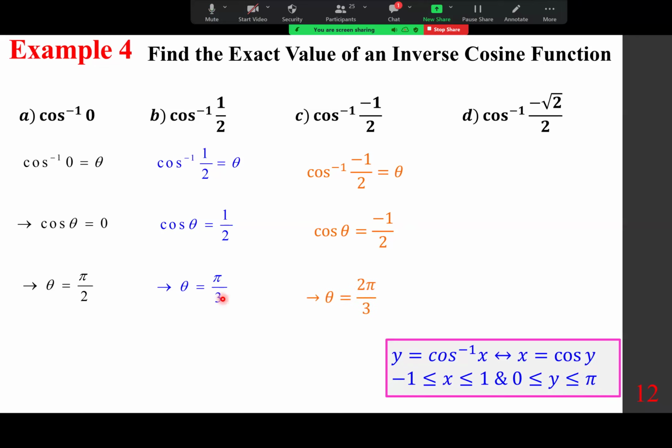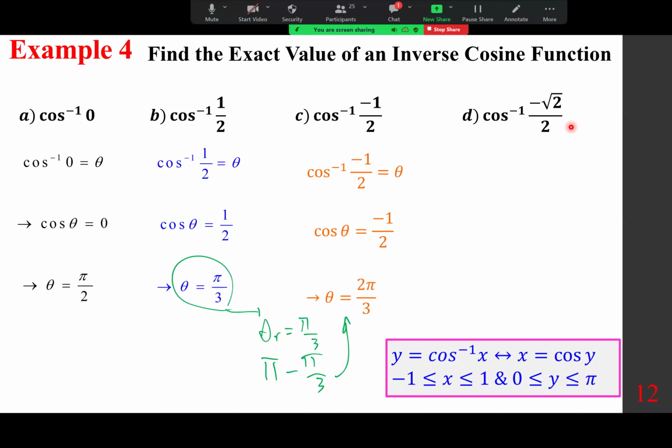Let me just write that, how we get that. You use this as reference arc. And then say pi minus pi over 3, and that's how you arrive at this.